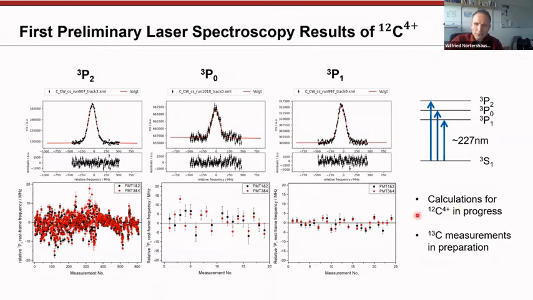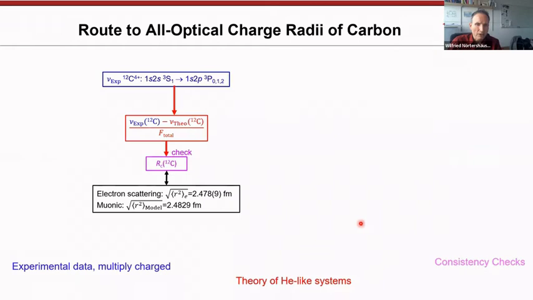Now, the calculations for the helium-like carbon ions are in progress in Christoph Barbieri's group, and the carbon-13 measurements are in preparation in our lab. Now, stay tuned for further progress on this. I will skip over the next two slides, which show a little bit the idea of progressing here.